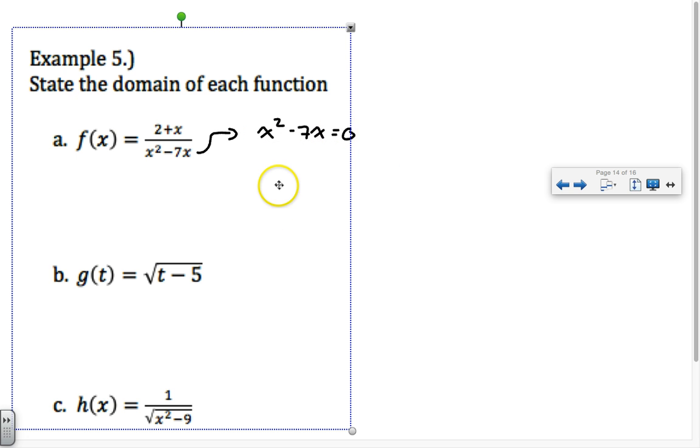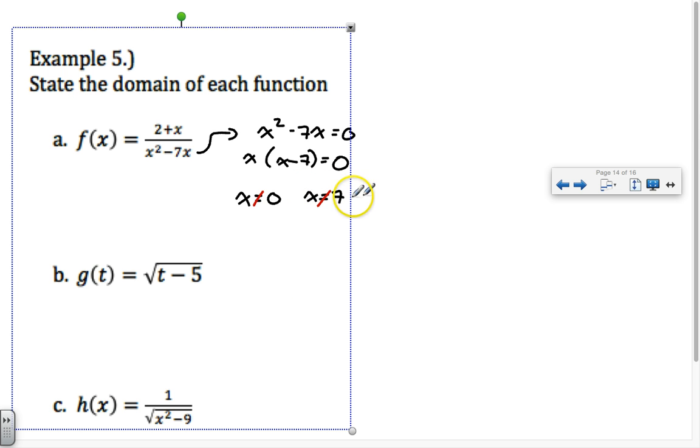Well, now I just solve this algebraically. I'll factor out an x, and you'll get x minus 7 equals 0. And I'll solve, and so I know that x equals 0, or x equals 7. If x equals 0, I'm going to get a 0 in the denominator. Or if x equals 7, I'm going to get a 0 in the denominator. So for the domain of the function, x cannot equal 0, and x cannot equal 7.